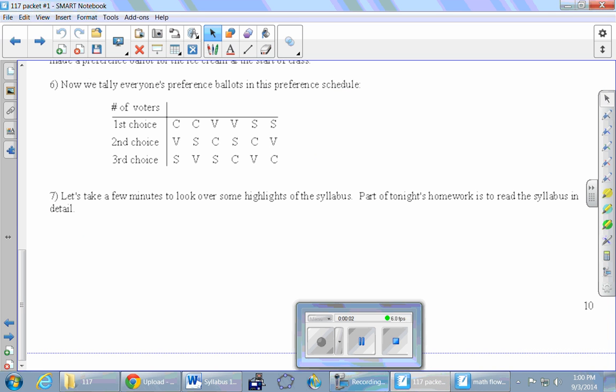So we're going to jump right in with the thicker packet. We're going to skip all the way to page 10, and then we'll talk about the syllabus later on today, but jump to page 10 in the real big packet. Page 10 in the big packet.